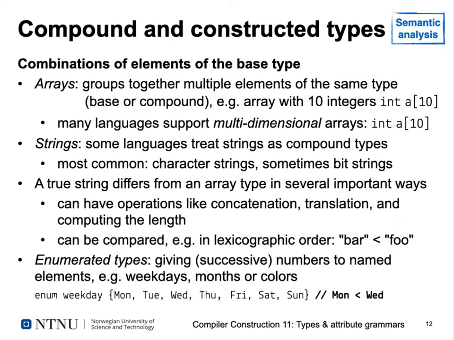And we can also have enumerated types. Enumerated types you might know from C as enums, which give successive numbers to named elements. For example, if you want to have weekdays that you can access by names, you can have Monday, Tuesday, until Sunday. Then you can have an enum weekday, and this enum would assign a number to each of these, starting with the lowest number, like 0 for Monday, and going up to 6 for Sunday. And then you can compare days of the week, and figure out that Monday is less than Wednesday.